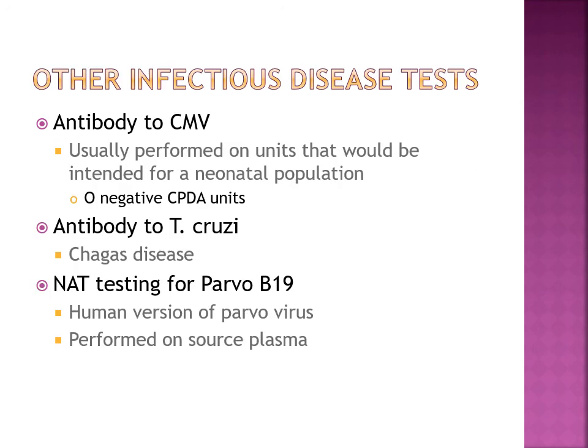We can also test for antibodies to CMV, the cytomegalovirus. This is usually performed on units that would be intended for neonatal populations or for immunocompromised populations. A lot of times they like to request O-negative CPDA1 units, just based on what the components are in there and the preservatives. We can also test for antibody to T. cruzi, that's for Chagas disease, and we do NAT testing for parvo B19. This is the human version of the animal parvovirus, and it's normally performed on source plasma, not for all donors.